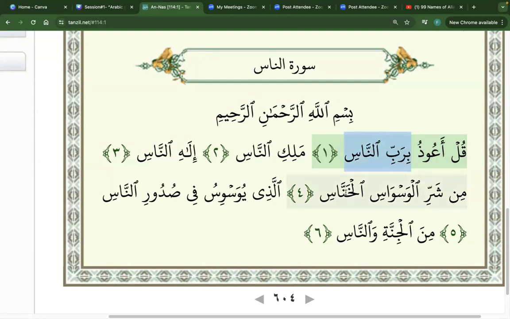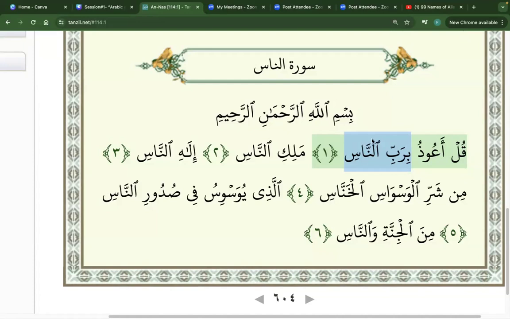Type in the chat box. One of you guys can type. In the Rabb of people. Good job. Give me the sentence. Ahmed, write down the whole sentence. Very good job. You have already done it. Just copy paste it.